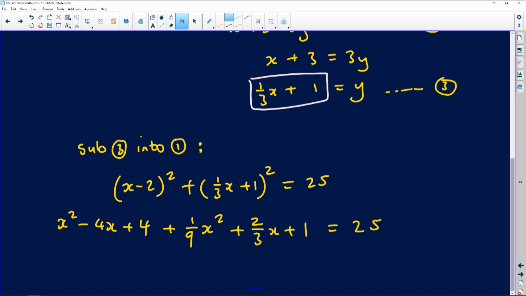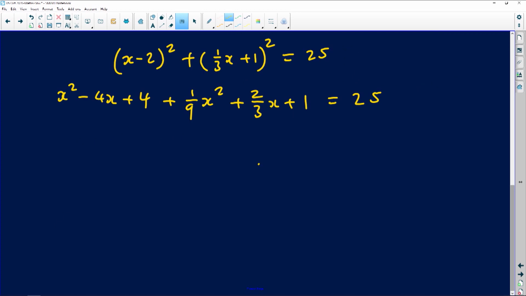Okay, from here, we group what we call friends, aka like terms. So we're going to have to just find like terms. Who are like terms here? So x squared is friends with 1 over 9x squared. If you don't know how to add them, your calculator is an instrument, not a monument, so you should use it. But 1 plus 1 over 9 is as good as 9 over 9 plus 1 over 9, which is going to give you 10 over 9x squared.